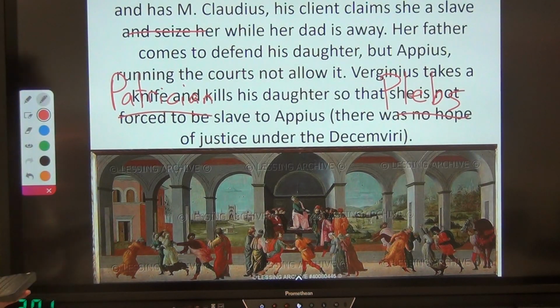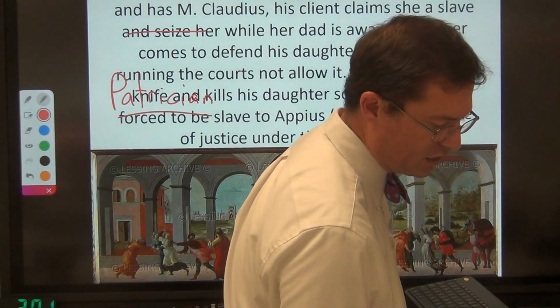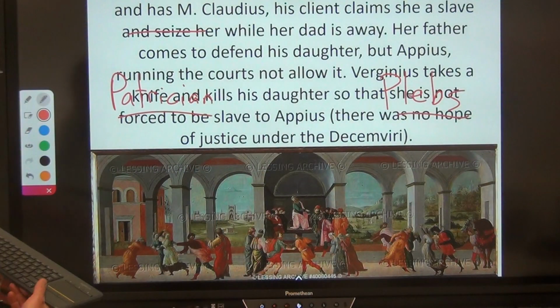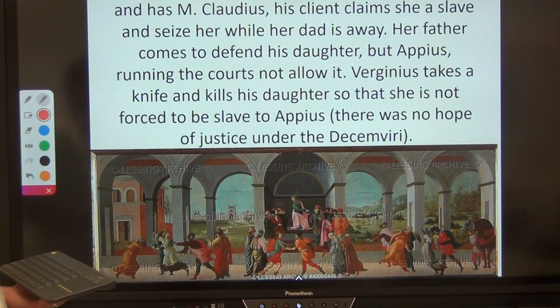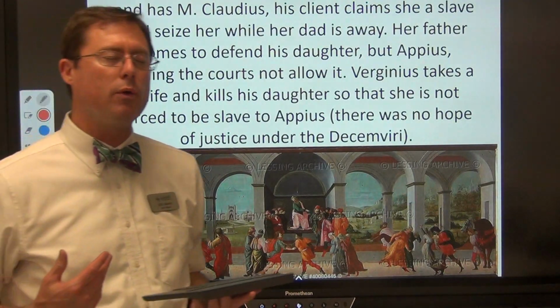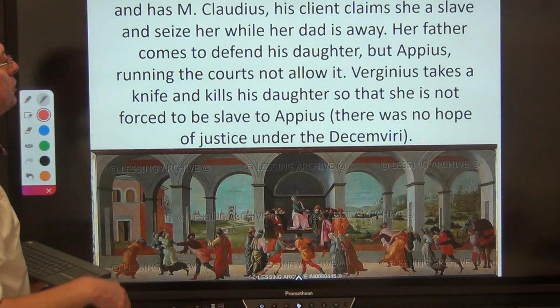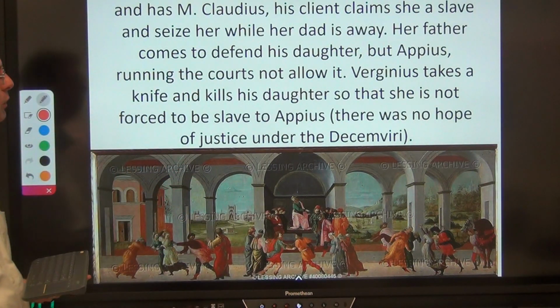Well, as one can imagine, after they do this, they do not easily step aside. And so there is an incident that will cause an end to the decemviri and the Law of the 12 Tables, and this event is going to involve a decemvir by the name of Appius Claudius. Appius Claudius was lusting after this poor girl named Virginia, and he had his client, Marcus Claudius, a client being a guy who is under you, kind of like a henchman at times, claim she was a slave and seize her while the dad, Verginius, is away.